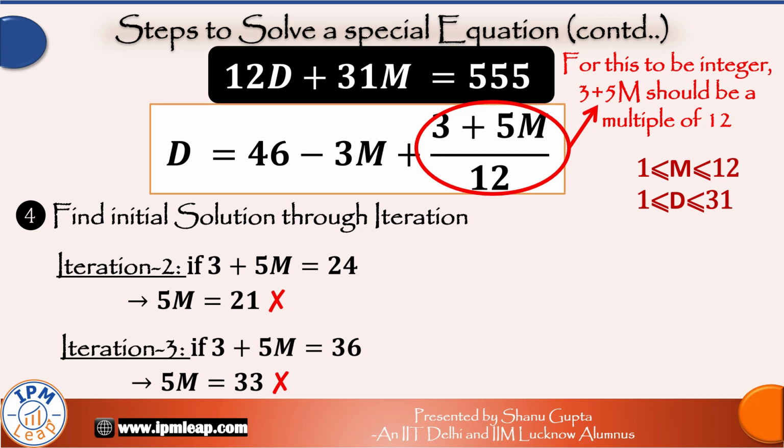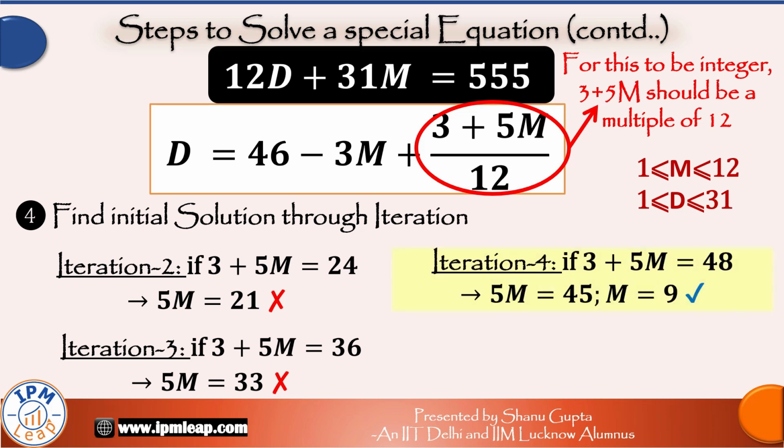And iteration number 4, if 3 + 5m = 48, which is the fourth multiple of 12, we get m = 45/5. In this case, we get m = 9. The month is September. We don't need to try out further iterations. If you wish, you may try just for fun. Let's quickly find out the date now.